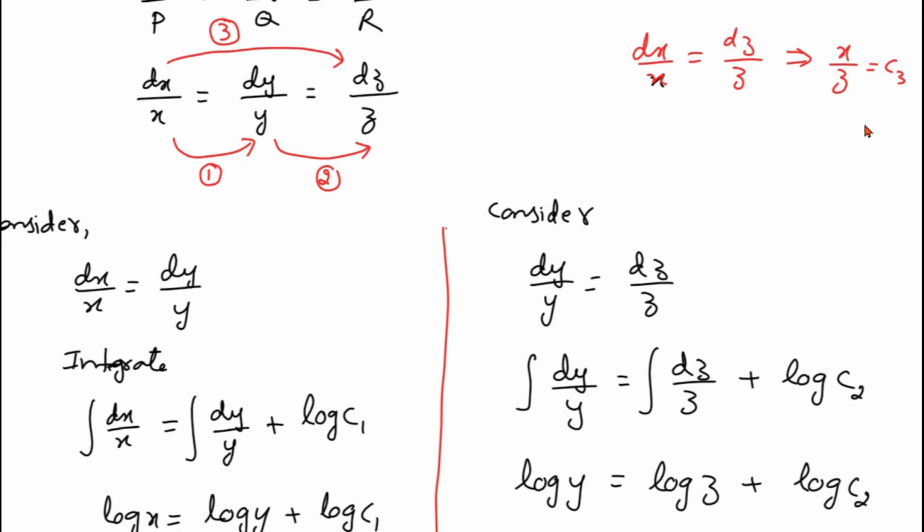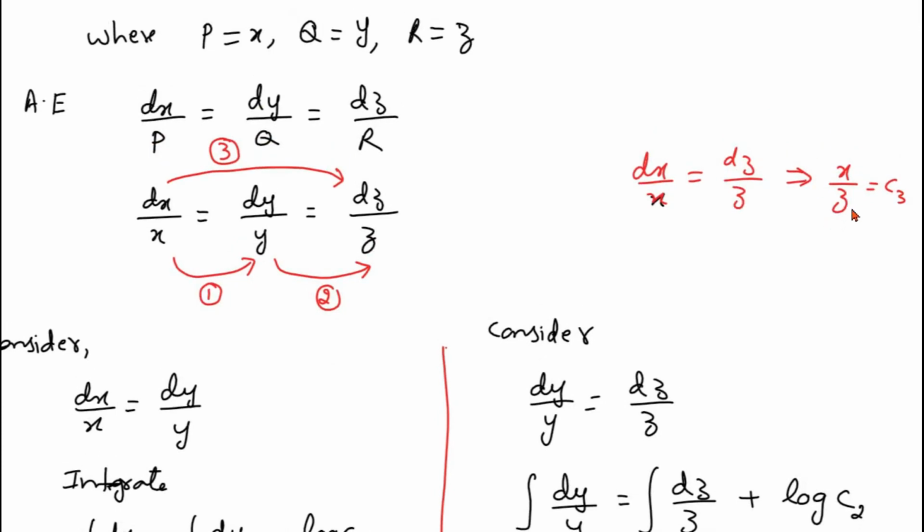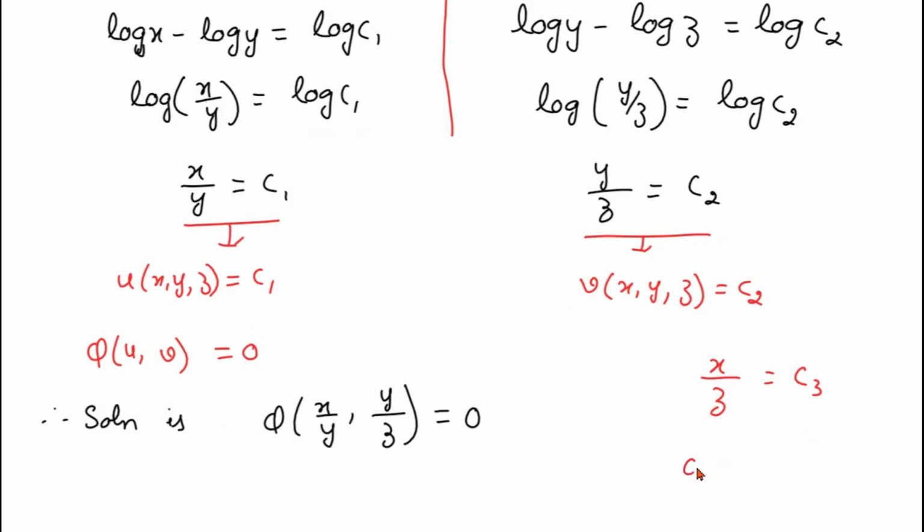Alright, so suppose somebody is solving in this way. If you have taken the first equality and the third equality, then for the first equality you have got the solution as x by y, and for the third equality you have got x by z is equals to 0. If somebody gets this solution, then the solution is right. This solution is also right.